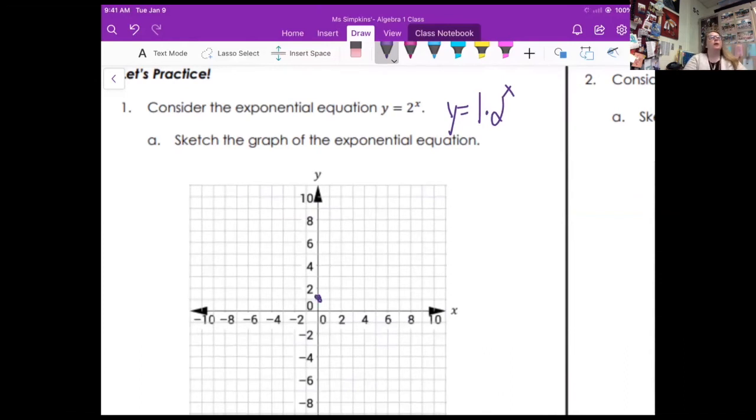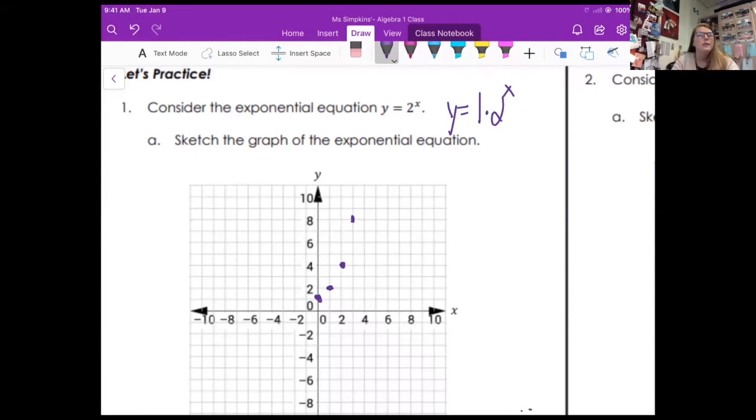And how we create the rest of the graph is we're going to think about this. We're doubling to get the next value because it has 2 to the x. So what's double of 1? 2. So my next point is going to be at 1, 2. What do you get if you double 2? 4. So your next value is 2, 4. What do I get if I double 4? 8. So my next number is going to be at 3, 8. What happens if I double 8? 16. Obviously, that's going to start going off of my graph.